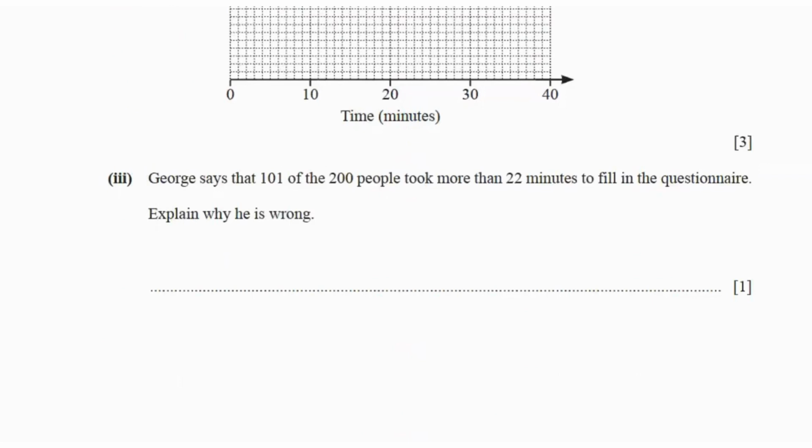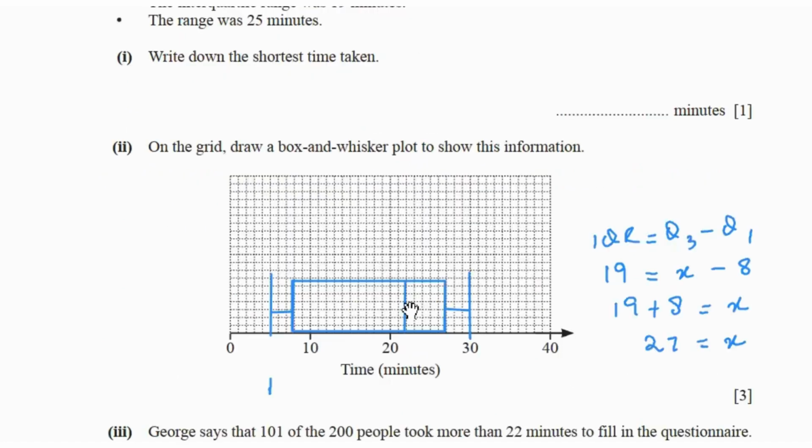George says that 101 of the 200 people took more than 22 minutes to fill in the questionnaire. Explain why he's wrong. That's wrong because if you look at our median value, it's 22. And over here, this is our upper quartile range. That's not possible because half of the people took 22 minutes. That is the median value. So 101 is more than half. So it's inaccurate. Since half of the people took 22 minutes to fill out the form, George is incorrect because he's claiming that 101 people took more than 22 minutes.